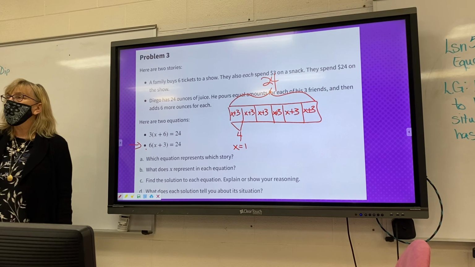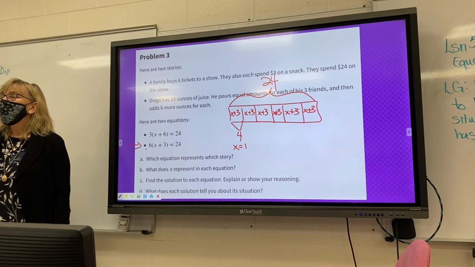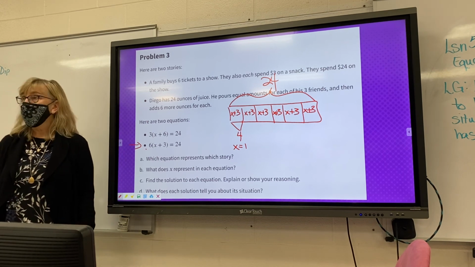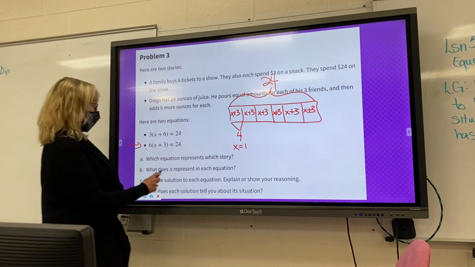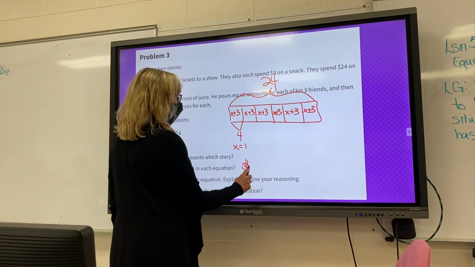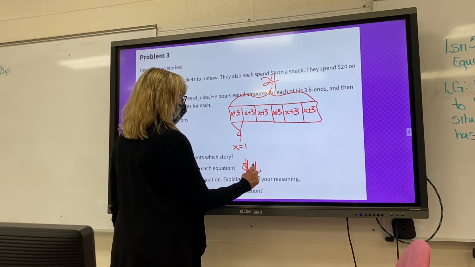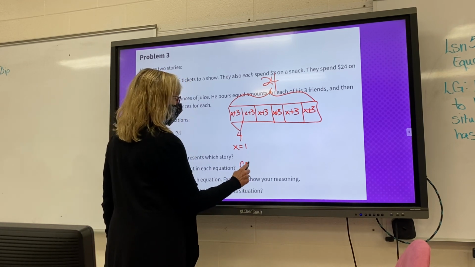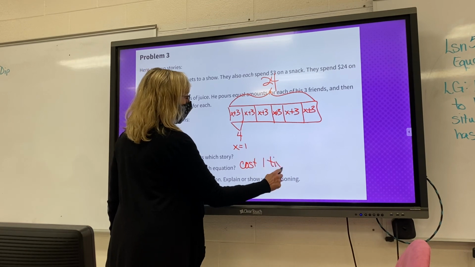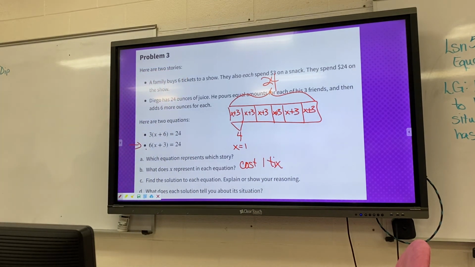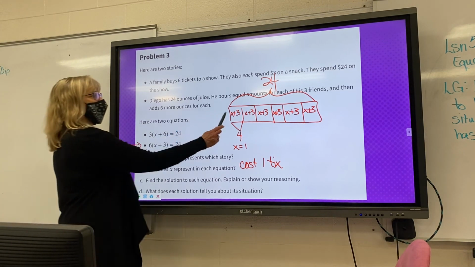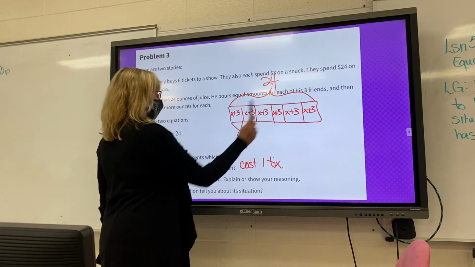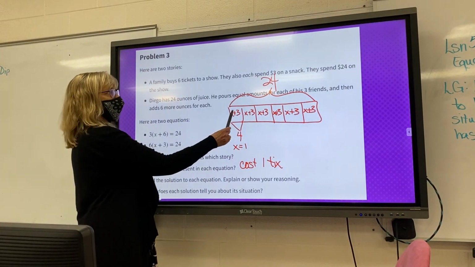What does it represent in the story? Money, like what each person has to pay to get into the show. Cost of 1 ticket. Okay, so what does x represent? Cost of one ticket. Maybe I ought to write cost instead of money. You know, I always write TIX for ticket. Cost per 1 ticket. That's what x represents. Look up there. How many tickets did they buy? 1, 2, 3, 4, 5, 6.